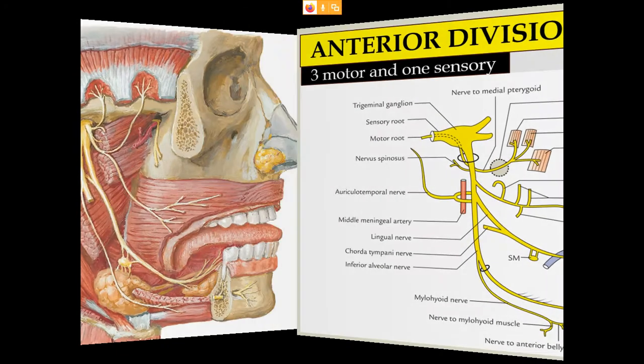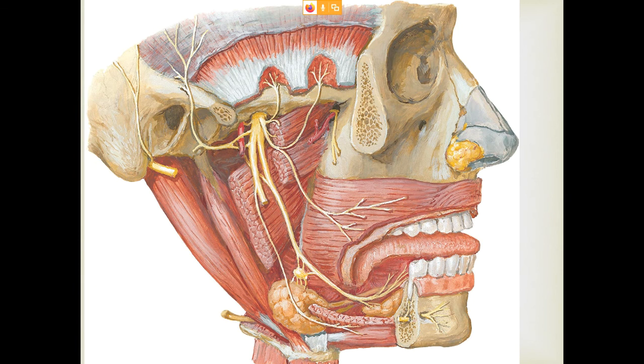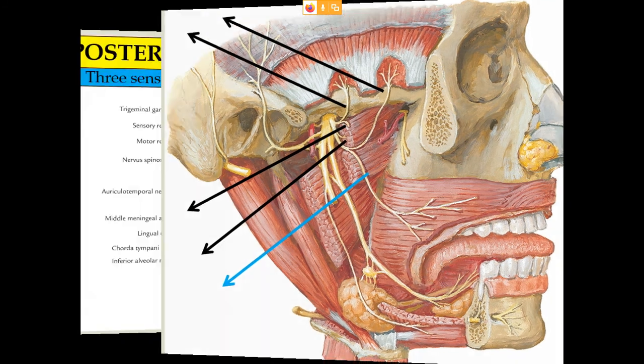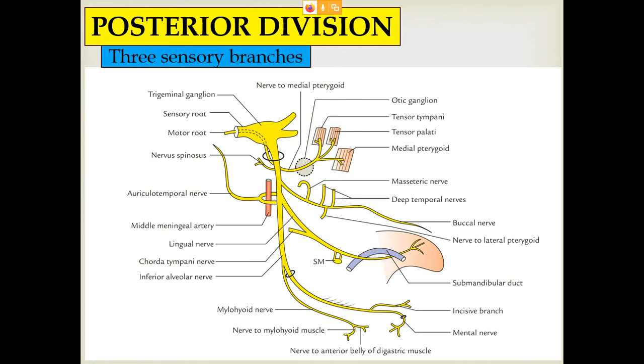the mandibular nerve. Okay, in this image I'm showing you all the branches: deep temporal nerves, then you can identify the lateral pterygoid, then you can identify this buccal branch. Then coming to the posterior division, it gives off three sensory branches.